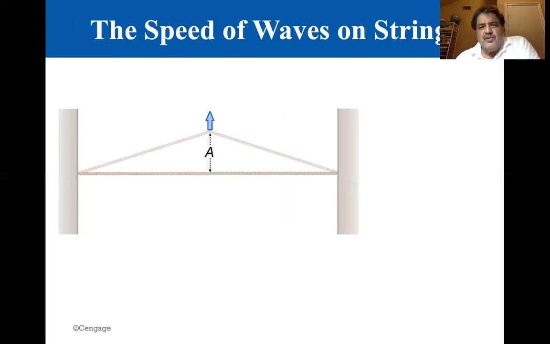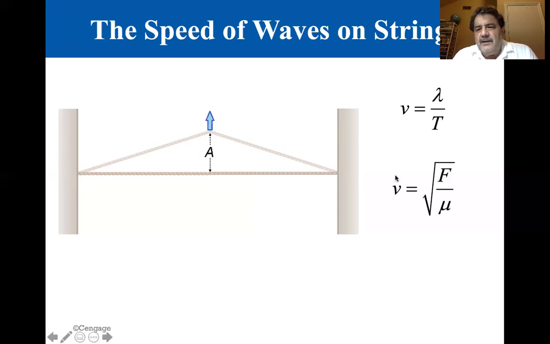Okay, I'm going to continue on. Speed of waves on a string. The velocity is, as we just discussed, equal to lambda divided by the period, and the velocity is equal to the square root of the force divided by the mass density.